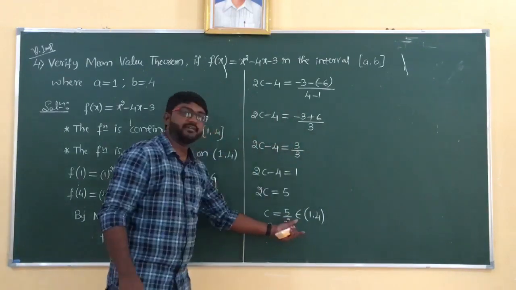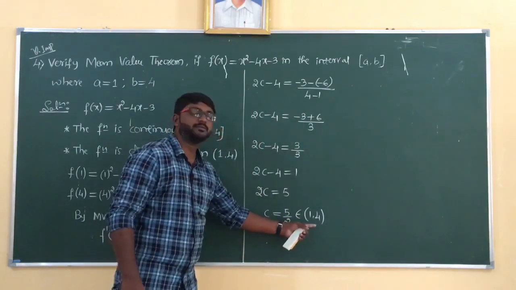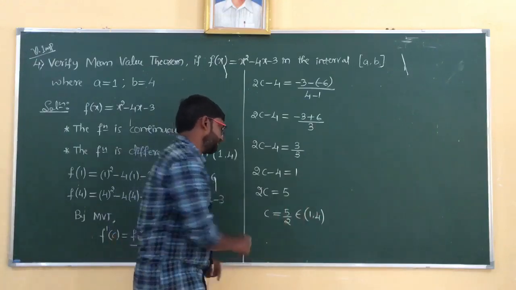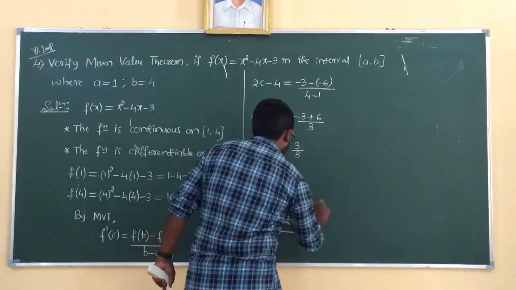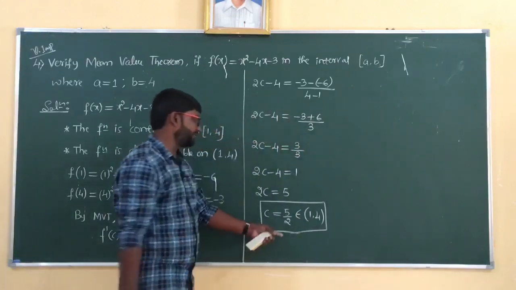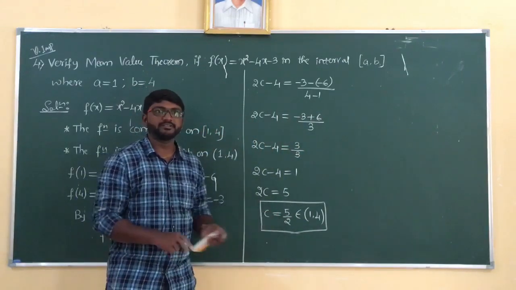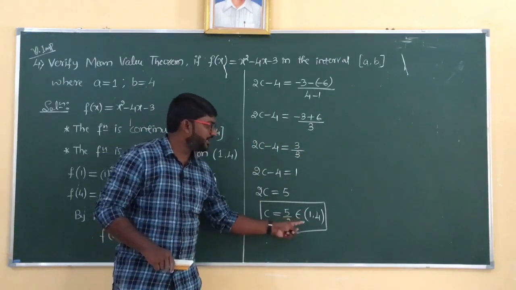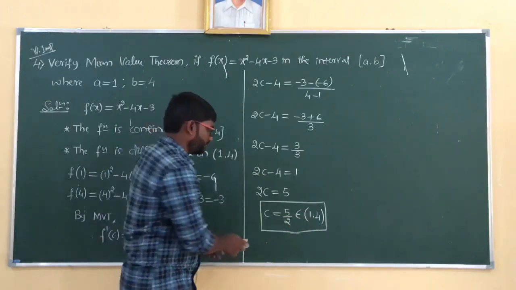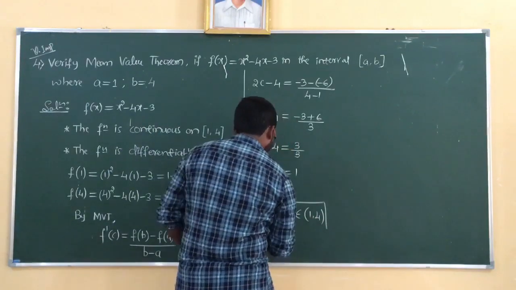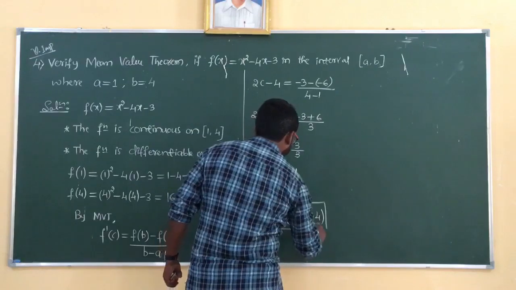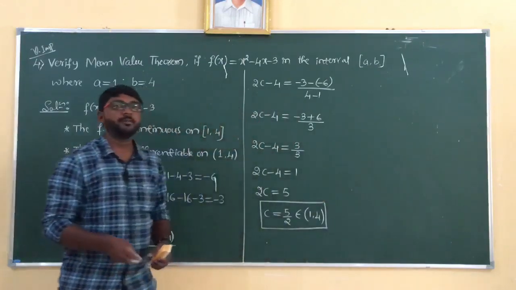So at the end you will have to write belongs to open interval 1 comma 4. This is compulsory. In case you write only c equal to 5 by 2, you will lose 1 mark here. You will have to write belongs to open interval 1 comma 4. So this is all about the fourth problem. Mark this as very important. Then we will move on to the fifth question.